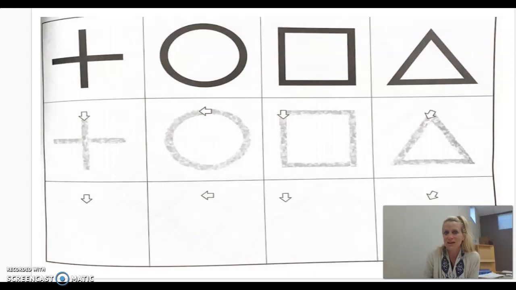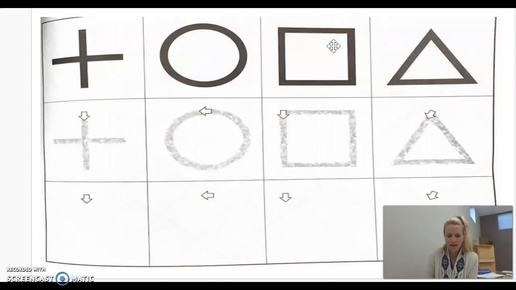So here is our shape page. We have learned all of these in writing already. And some of you maybe remember them from some of our math lessons or small group lessons. So let's look at them. Where is the triangle? Can you point to it? There it is. Where is the circle? Good, right here. Where is the cross? Ooh, that first one right here. And where is the square?